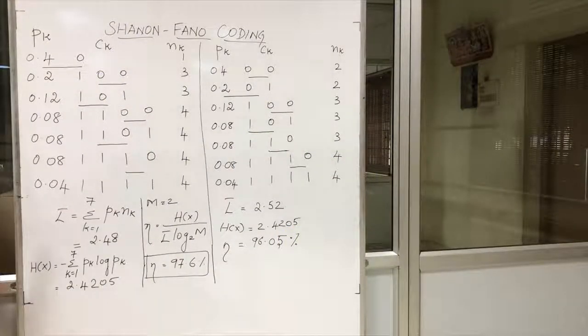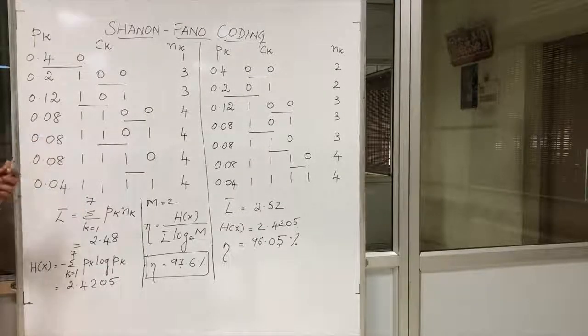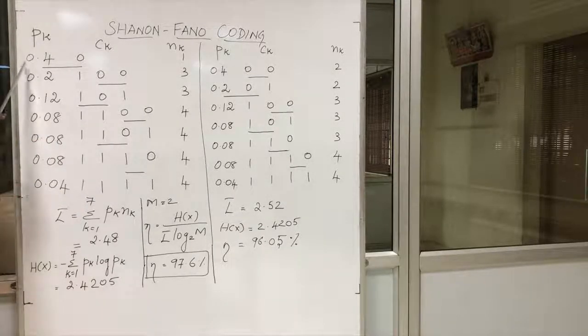This is a presentation on Shannon-Fano coding in two different methods, and we are going to see which is the best method and following which procedure. So first consider the given probabilities. There are 7 probability values given. As per the procedure, the first step is to arrange the probabilities in decreasing order.